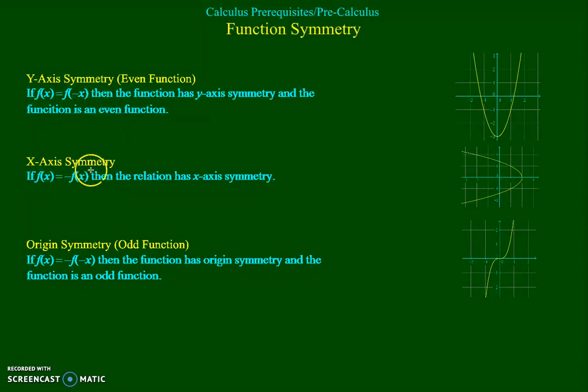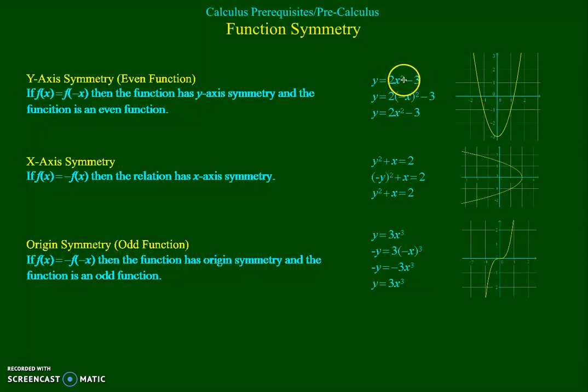For x-axis symmetry, it's if f of x equals negative f of x. In this case, you replace the y value with a negative y value. And in origin symmetry, you replace both the x and the y with a negative value. Let's take a look at a quick example for these 3 here.